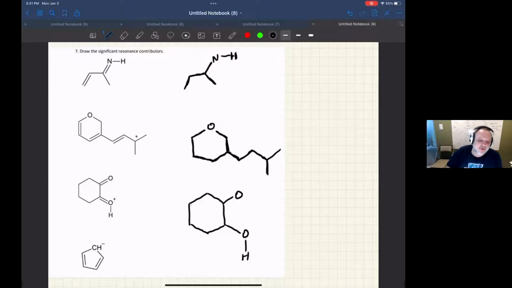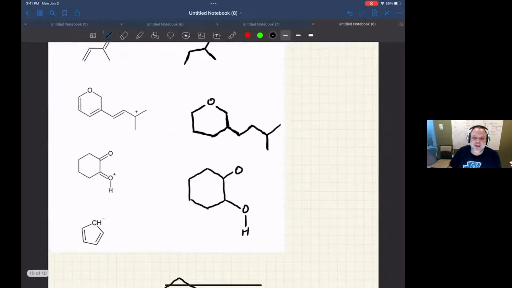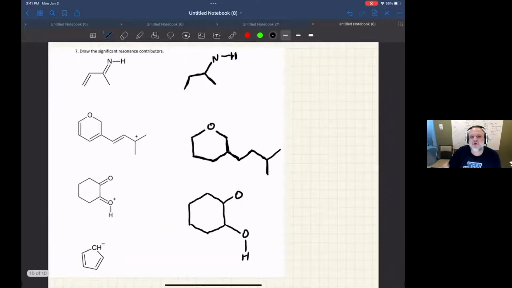Now, what I've done is I've drawn the frameworks here of all the different molecules, and we're going to take a look and see what we can figure out for resonance contributors. Now, let's think about this. Can I show the electrons in the pi bond moving to that carbon so that I end up with a lone pair there and a negative charge on the carbon and everything else being the same? Certainly. But is that the most important contributor?